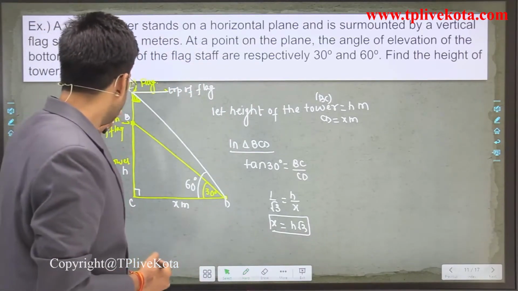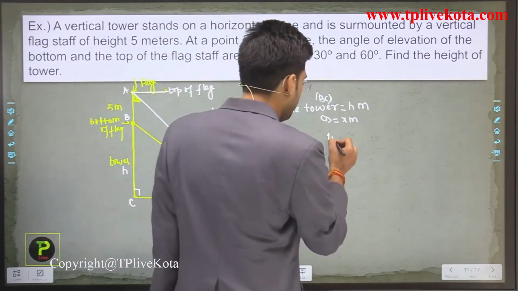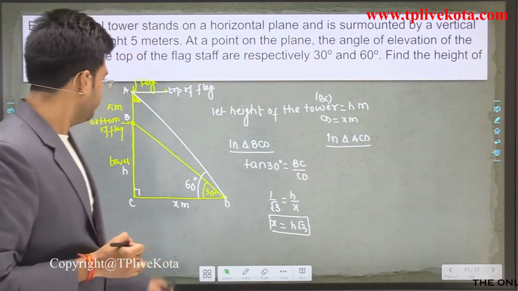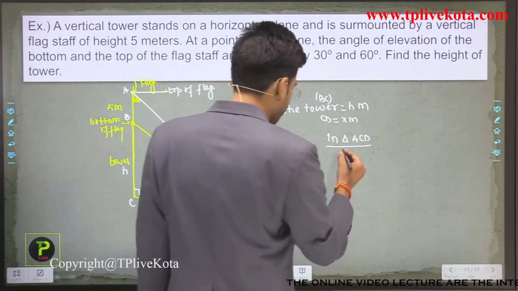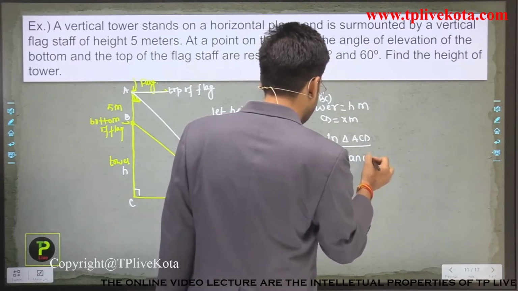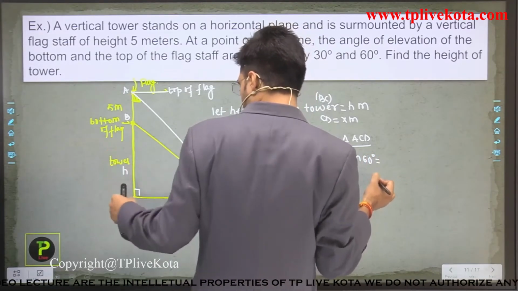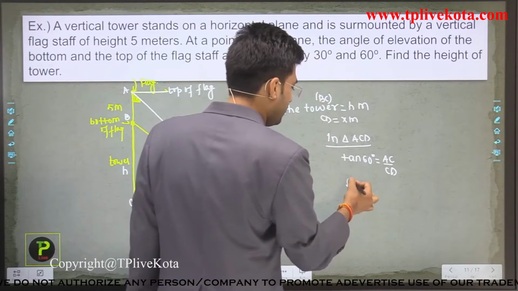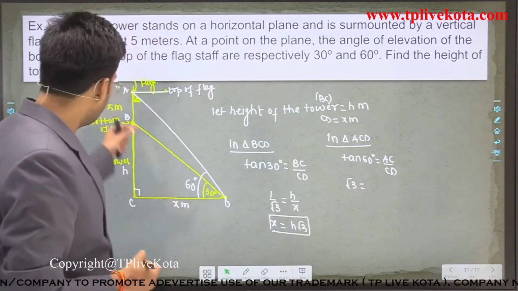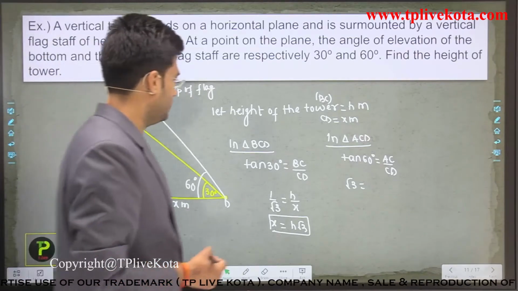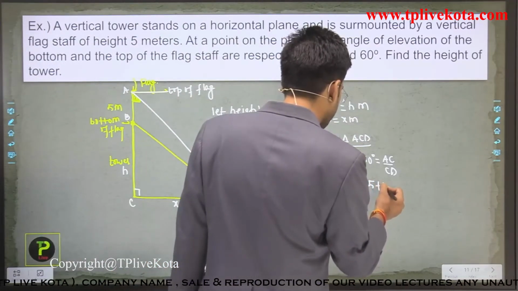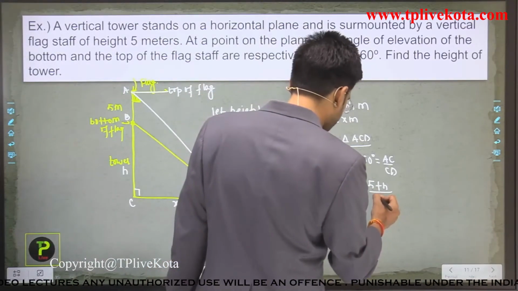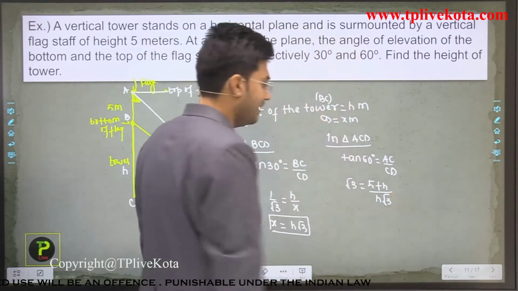Now in triangle ACD, again we use tan 60 degree is equal to AC divided by CD. The value of tan 60 is root 3. And AC is 5 plus h, divided by CD, which is x, and x is h root 3.